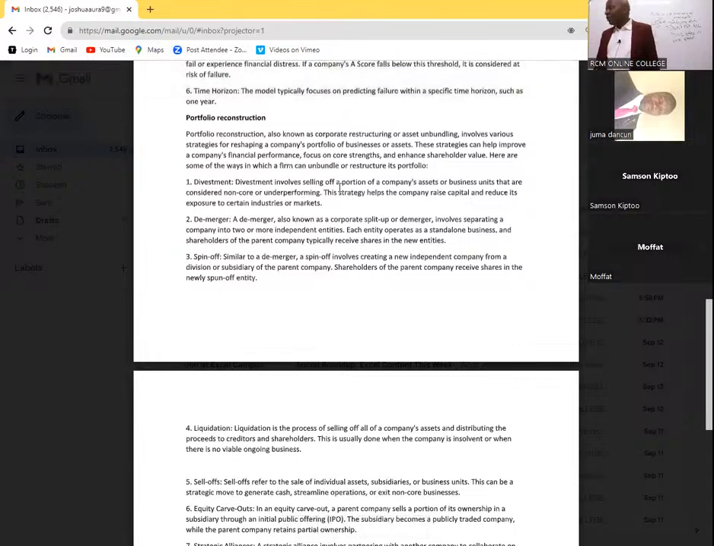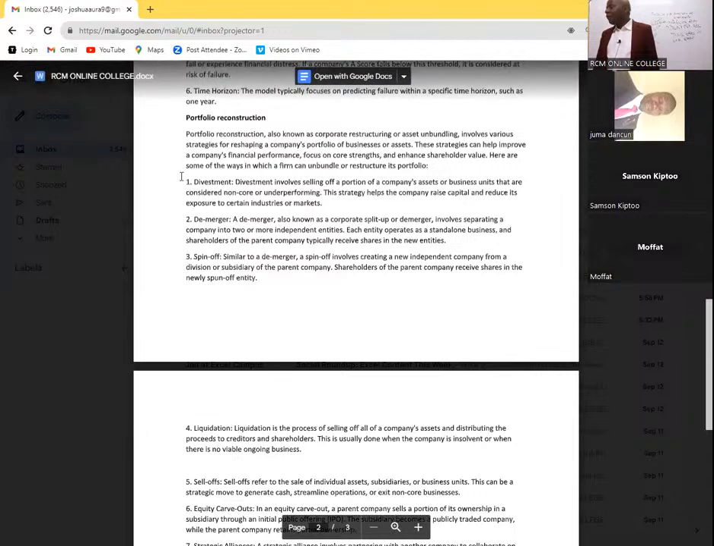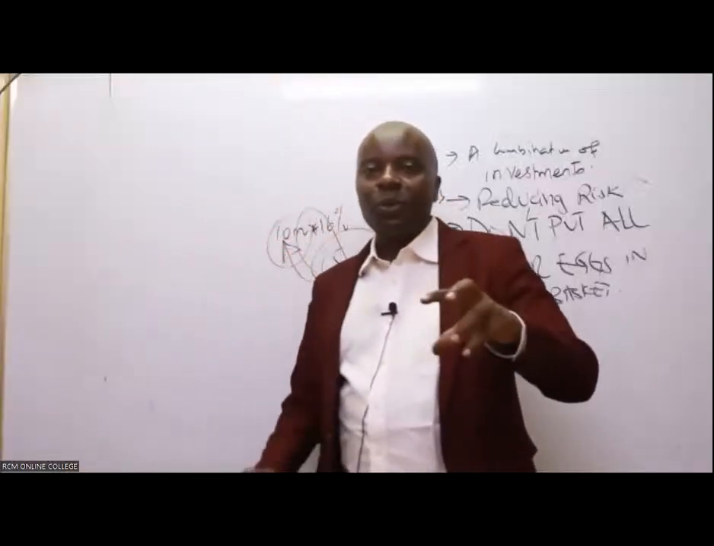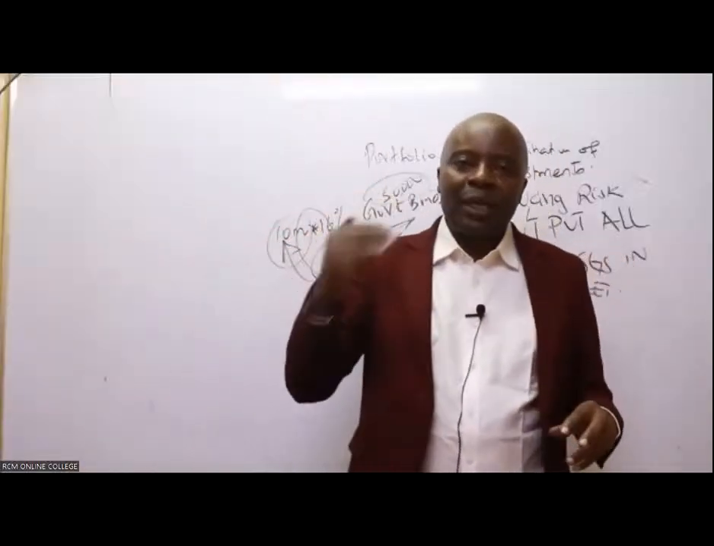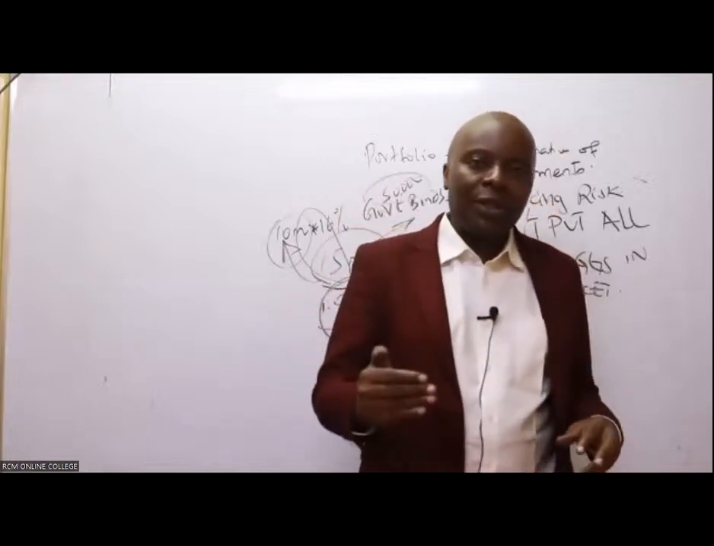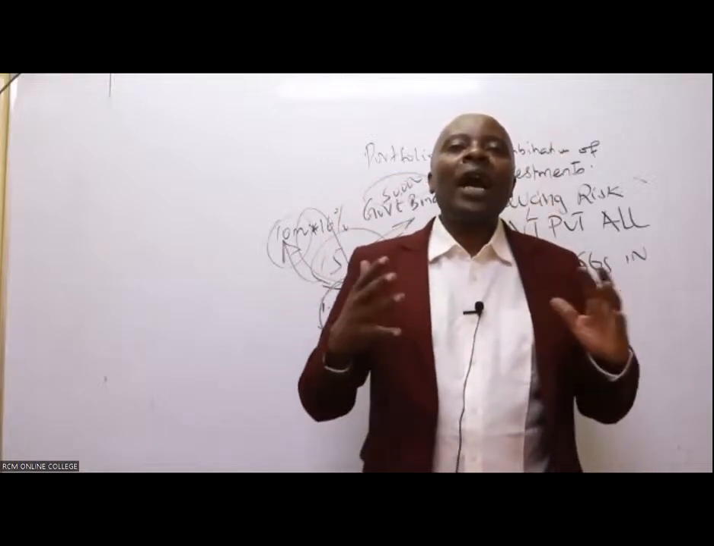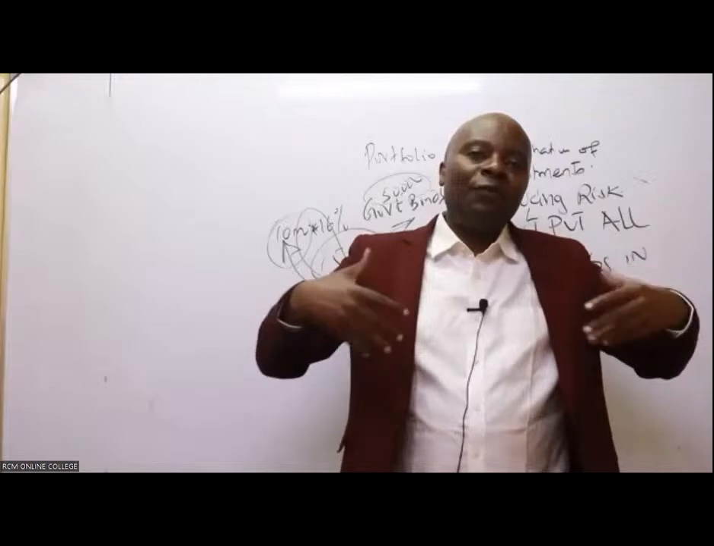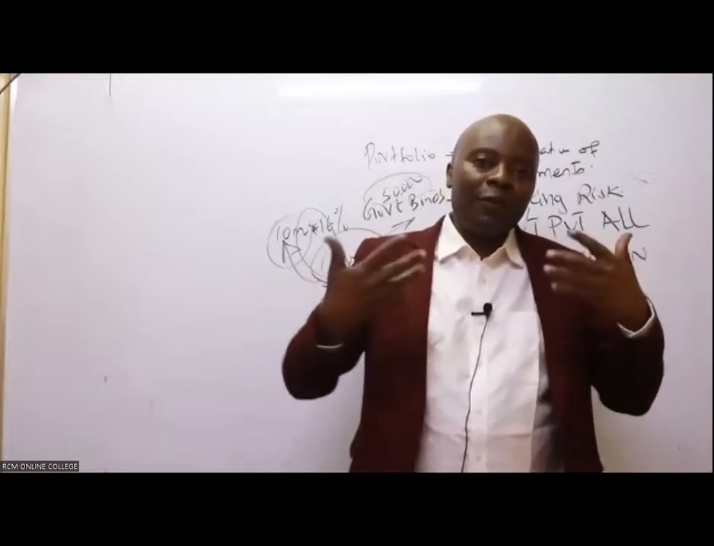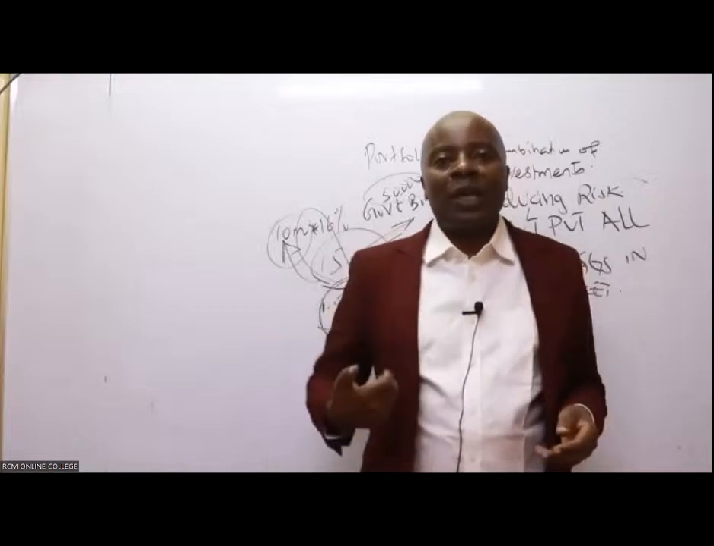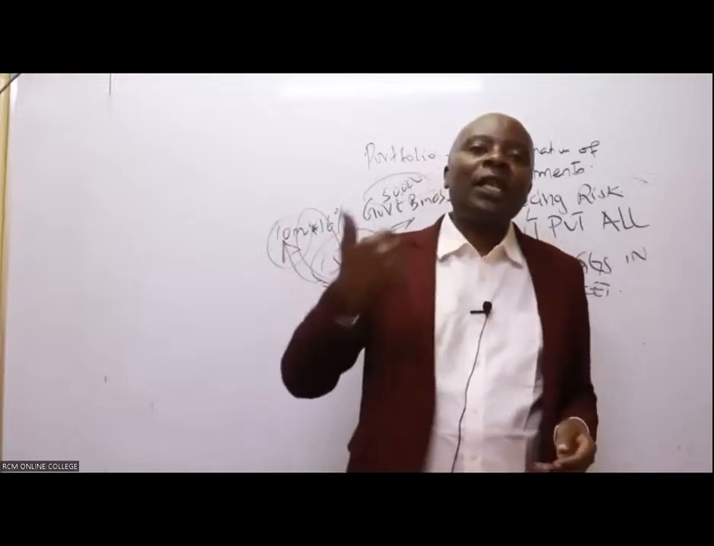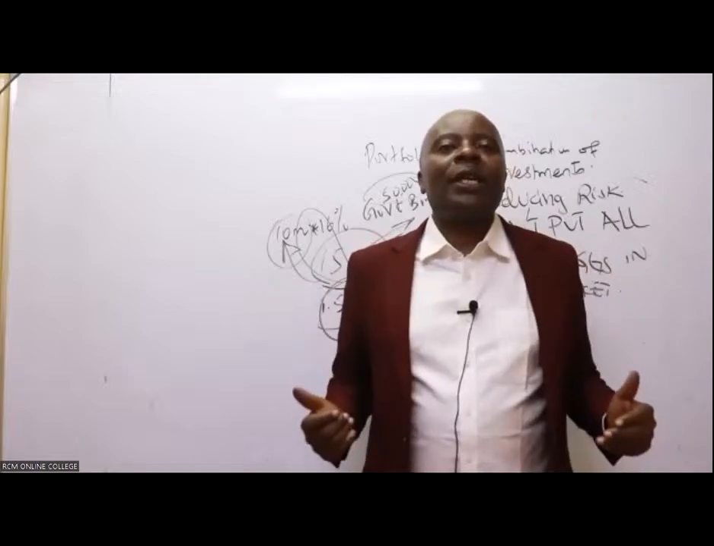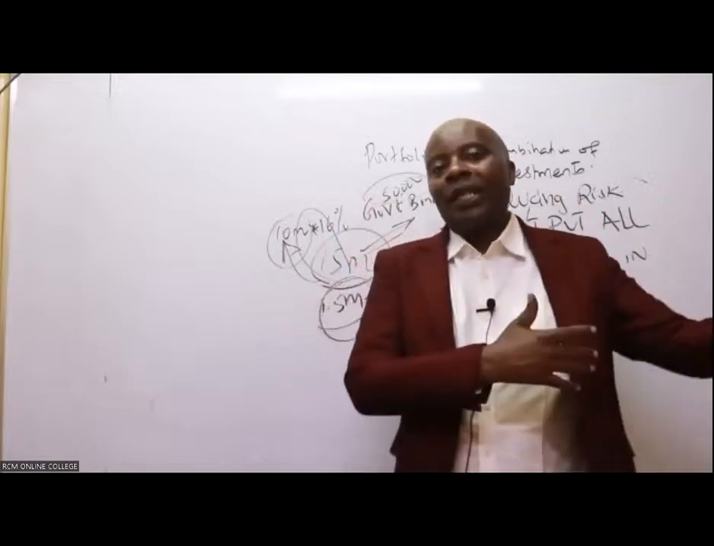Here are some of the ways in which a firm can unbundle or restructure its portfolio. The first one is to divest. Ladies and gentlemen, remember we have investing. When you invest, you're putting your money into projects, into your businesses. When you divest, you harvest. You're basically getting your money out of your investment. So divestment is the opposite of investment. If I buy shares of Safaricom, I'm investing. If I sell the same shares, I'm divesting. I'm getting money out of Safaricom, which I can take elsewhere, of course.